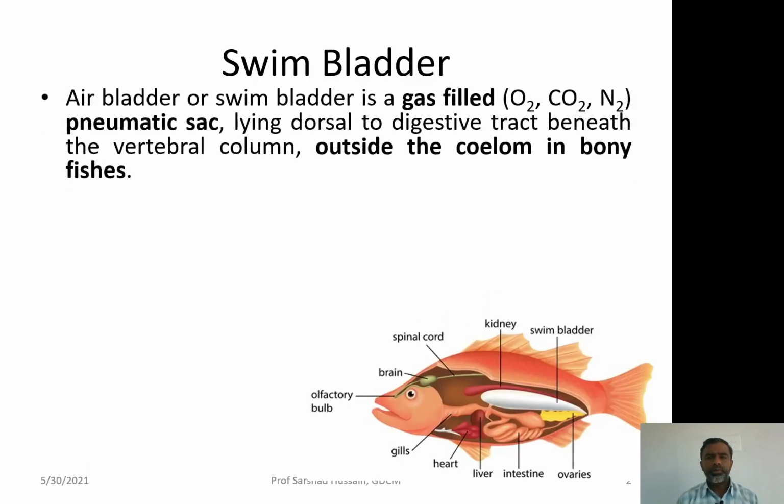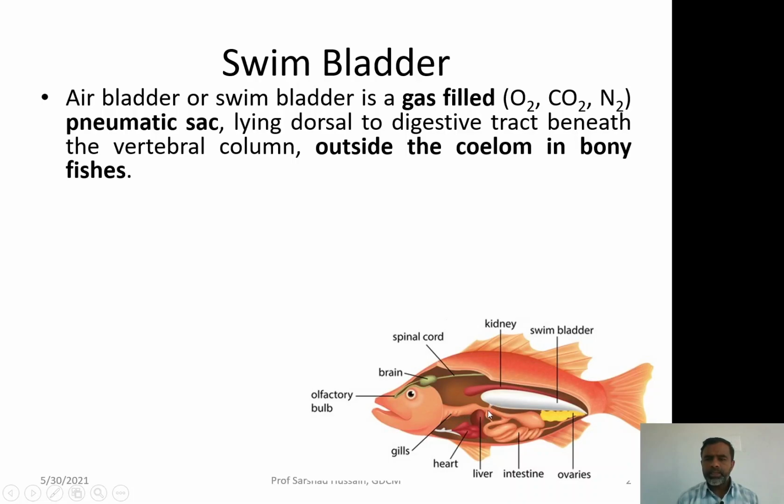Let us look first at the swim bladder. The swim bladder, if you look here, is basically a gas filled sac. It may contain oxygen, carbon dioxide and nitrogen. It is a pneumatic sac because it is empty from inside and gases can be stored in it, and normally it lies on the dorsal side of the digestive tract. You can say this is the digestive tract, and it is on the dorsal side.